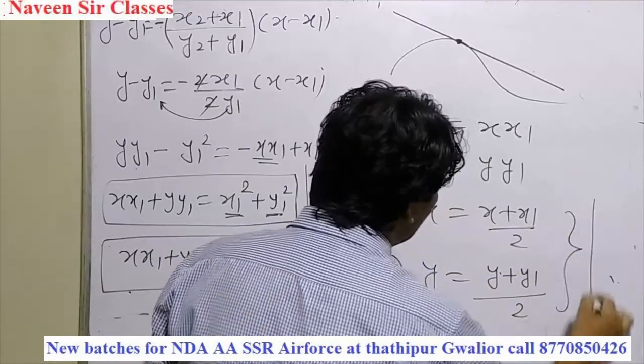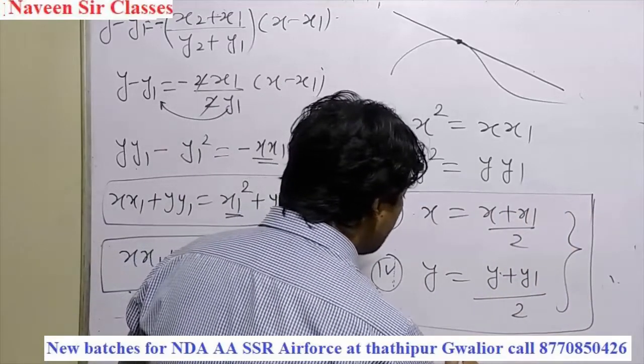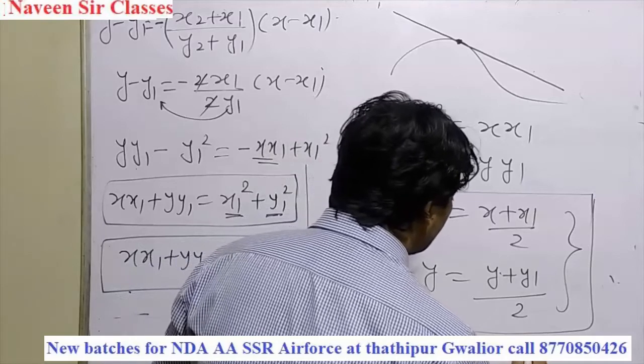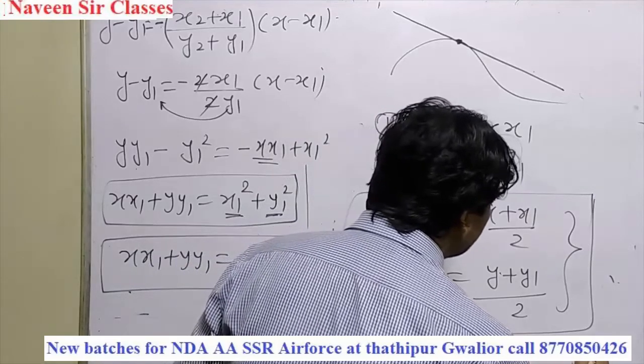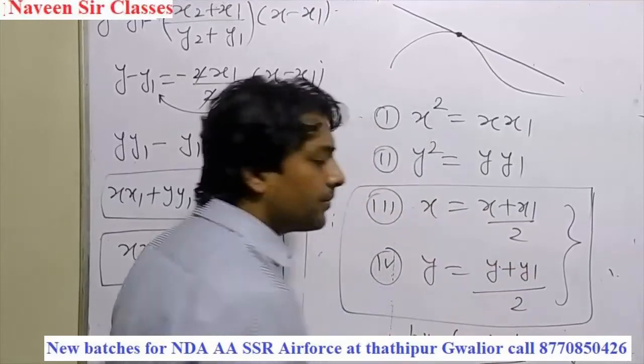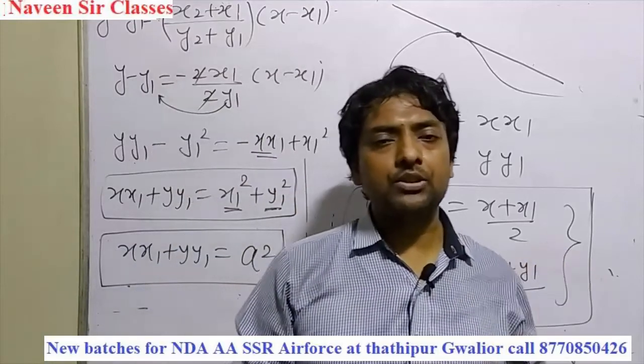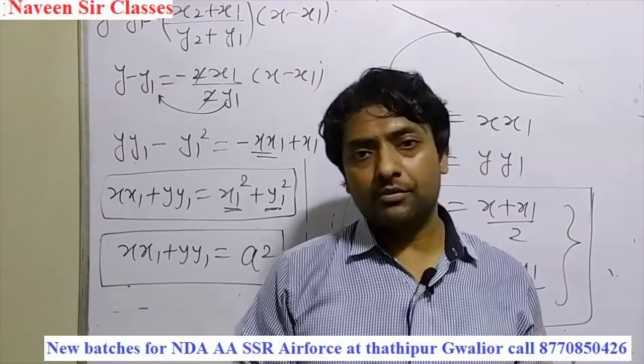These two values we can obtain by the general equation of circle. So these substitutions are very helpful for finding out the equation of any tangent for any curve.